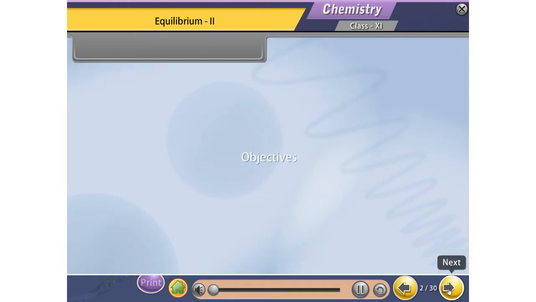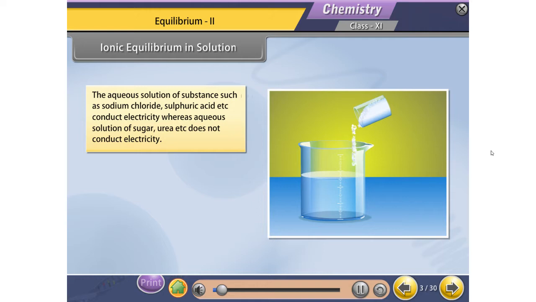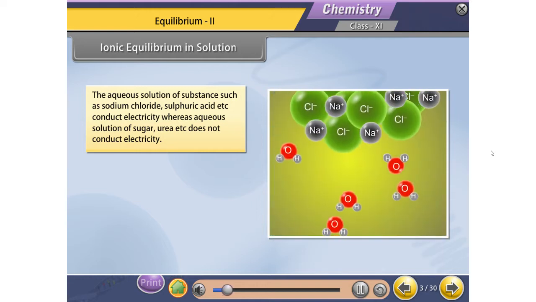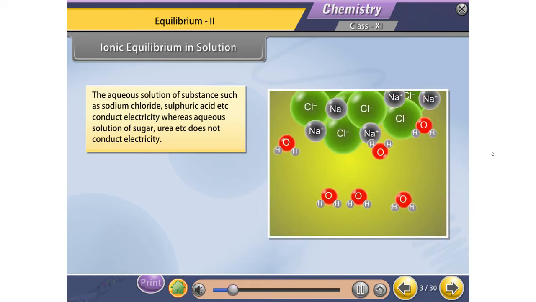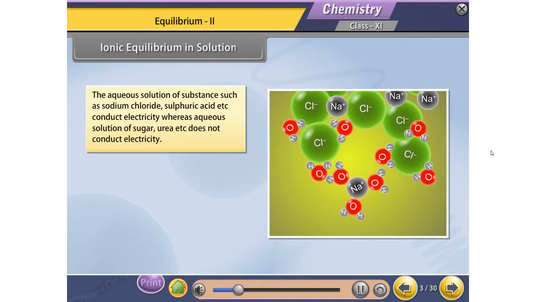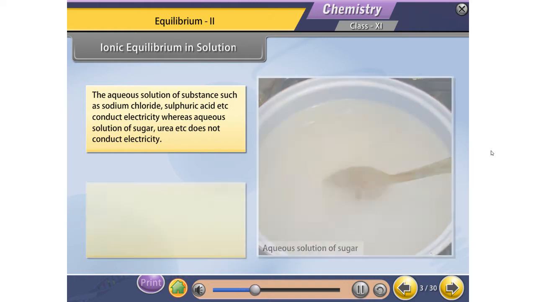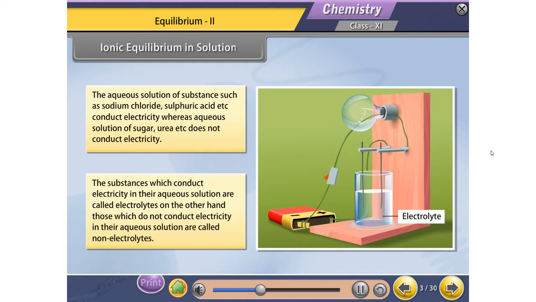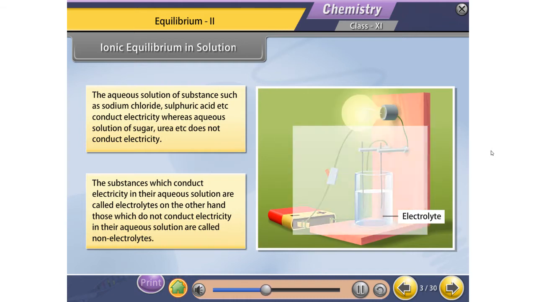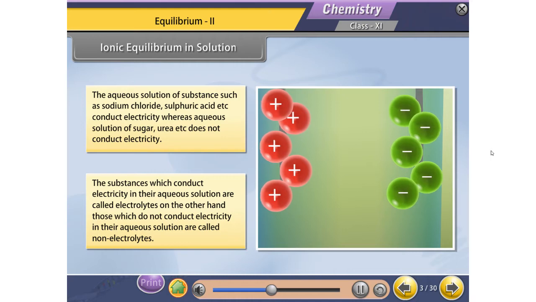Introduction. Objective: ionic equilibrium in solution. The aqueous solution of substances such as sodium chloride, sulfuric acid, etc. conduct electricity, whereas aqueous solution of sugar, urea, etc. does not conduct electricity. The substances which conduct electricity in their aqueous solution are called electrolytes. On the other hand, those which do not conduct electricity in their aqueous solution are called non-electrolytes.